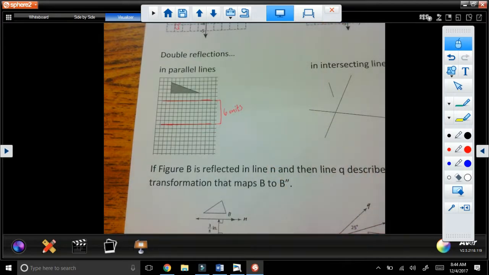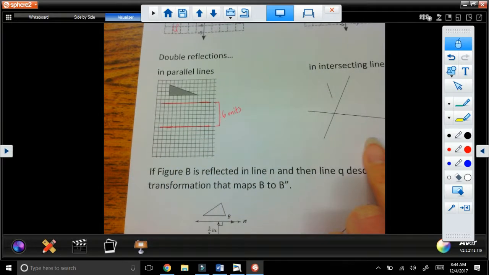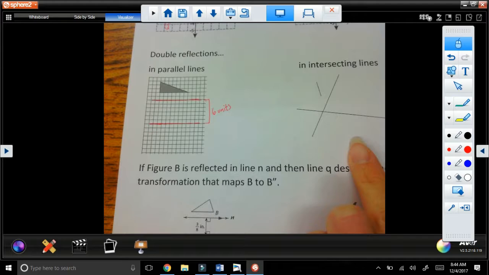6 units between those 2 lines. And it's important that you get that set up right, so when we do this double reflection over those parallel lines, this will work out. For this one, I probably wouldn't use the mirror. I would just count it. When we do the next one, use the mirror for that one.